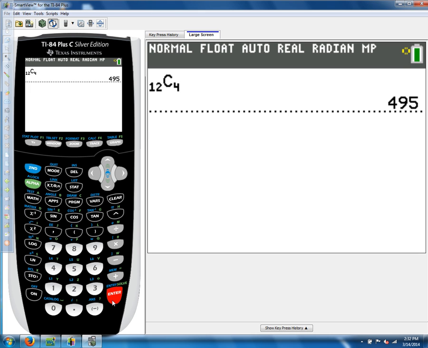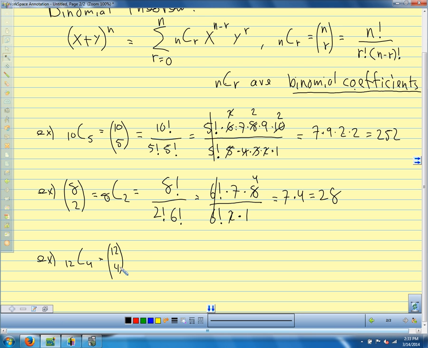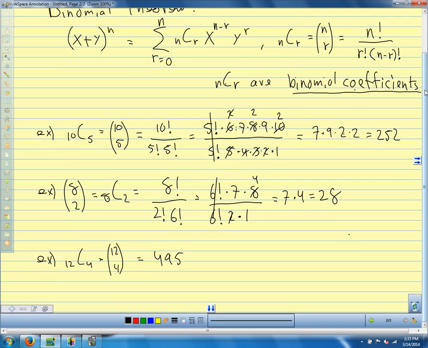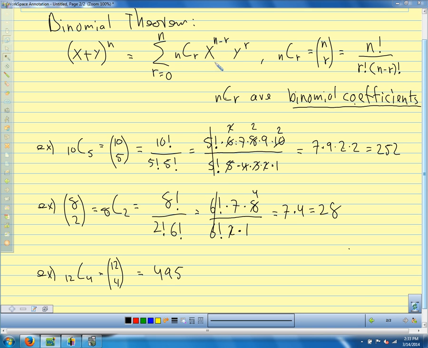All right, did everybody get it? So that's how we find these in our calculator. You should be able to do them in your calculator. You should be able to do them by hand as well, using the factorials. And we'll talk about a shortcut in just a little bit. So this comes out to be 495. All right, so let's use this binomial theorem to expand a binomial.